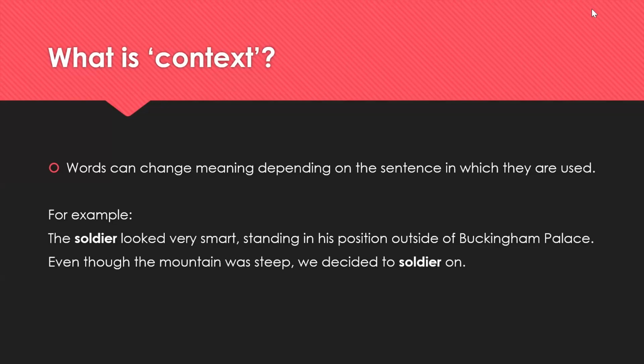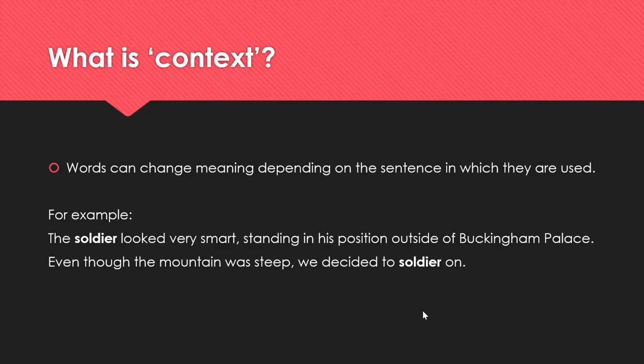Hopefully you can see fairly easily how the difference can be made depending on how the sentence is used. But this is the kind of thing I mean. This is why context is so important, why we have to read the rest of the words in the sentence to help us understand the meaning of the challenging word that we've been given.